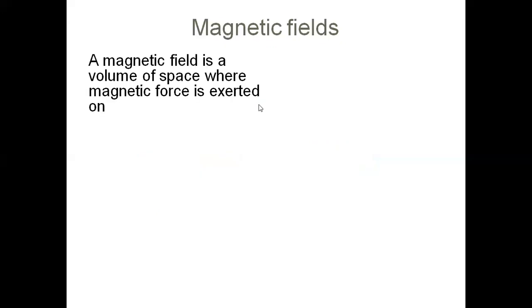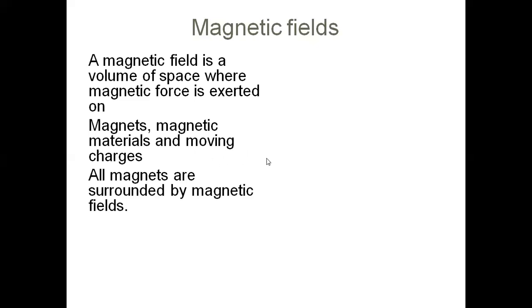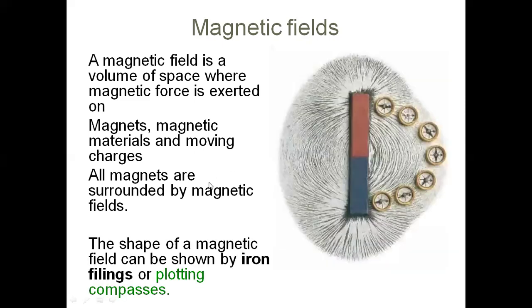Magnetic field. What is a magnetic field? It is a volume of space where magnetic force is exerted on magnets, magnetic materials, and moving charges. Okay, so in a magnetic field, these things experience force. All magnets are surrounded by magnetic fields. The shape of the magnetic field can be shown by iron filings or plotting compasses.